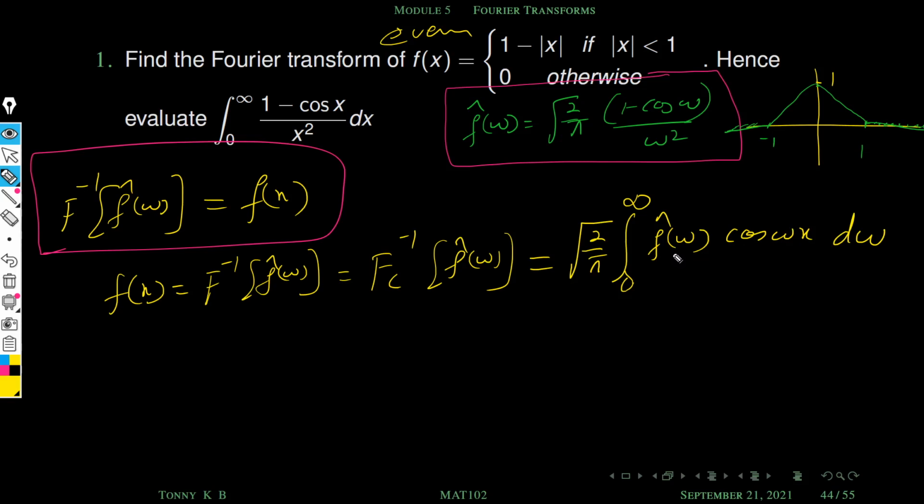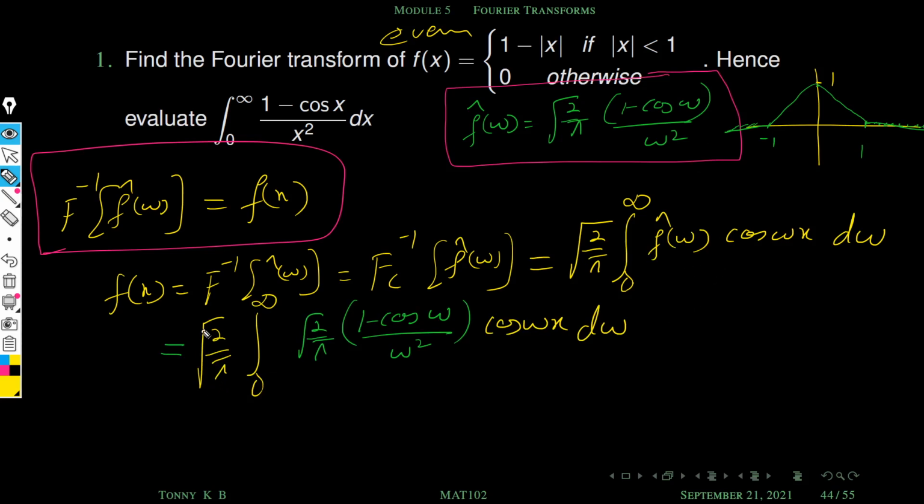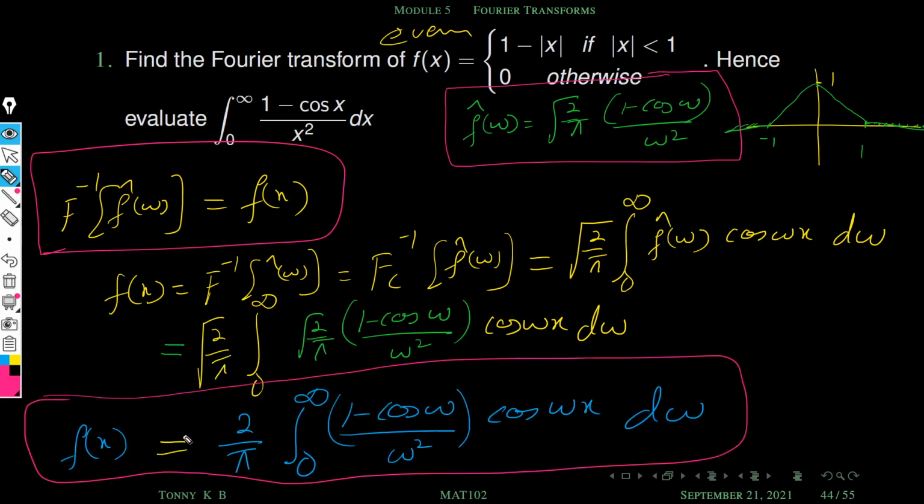Next we are going to just replace this f cap of omega by this function. So this integration becomes root 2 by pi, 0 to infinity. And what is f cap of omega? This function, root 2 by pi (1 minus cos omega) by omega square, and cos omega x d omega. Now this root 2 by pi is a constant, you can take outside, and comparing these two, this becomes 2 by pi. So f of x is equal to 2 by pi, 0 to infinity, (1 minus cos omega) by omega square, cos omega x d omega.